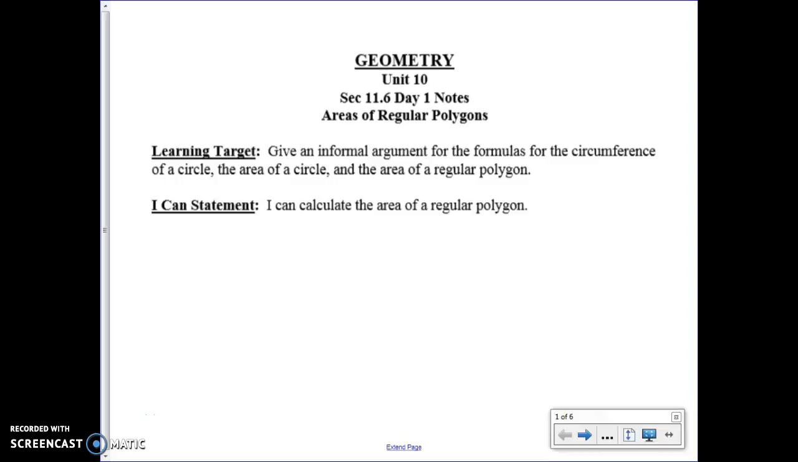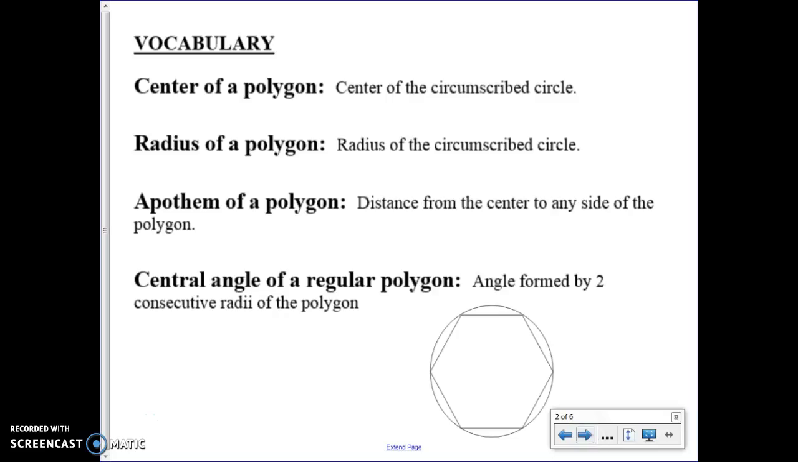Alright guys, today we're taking a look at area of a regular polygon. As we start to look at this, we have some new terms here. The center of the polygon is the center of the circumscribed circle. So we're just going to estimate the center here. It's probably about right here. That's the center of our polygon.